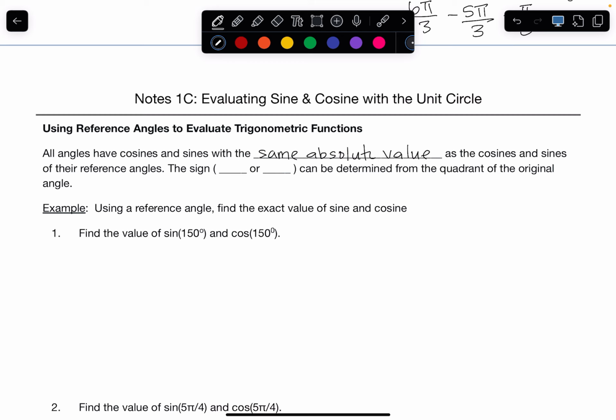So using reference angles gives me the absolute value of my sine or cos, gives me the fraction. It doesn't give me the sign. I have to look at which quadrant I'm in to figure out the sign on my answers. So 2 pieces. Reference angle for the value of the fraction, quadrant I'm in for the sign on that fraction. I see some nodding. Good.